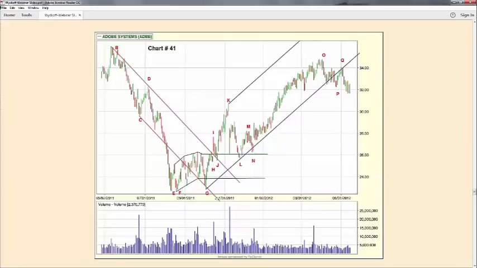Let's take a look at Adobe and apply our buying test to Adobe. And again, I'm using a real-world chart, so everything isn't exactly perfect.